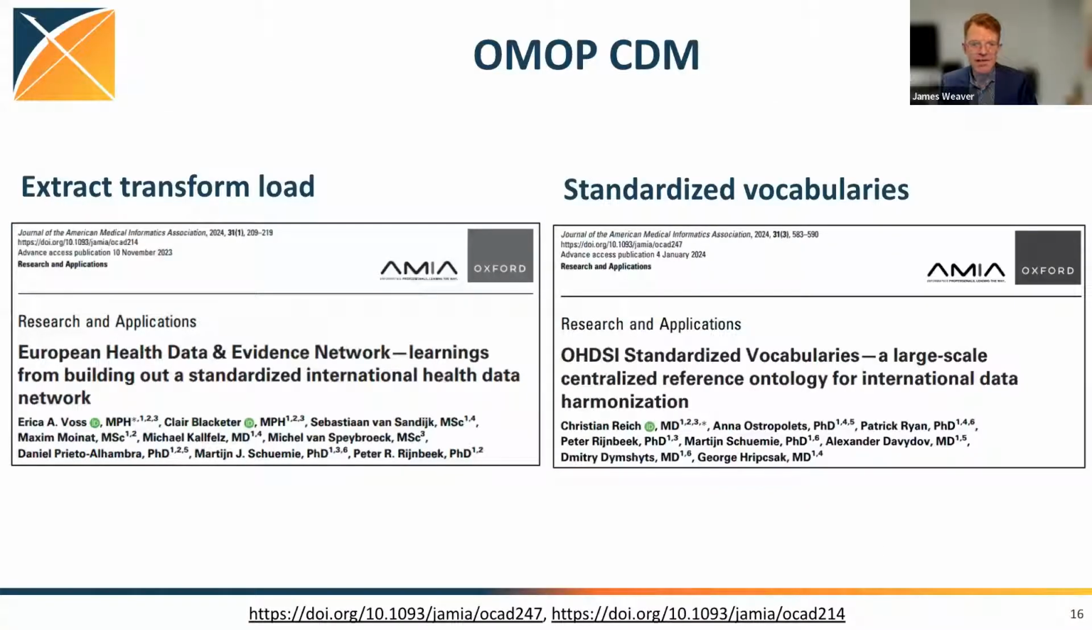Having said all that, a standard structure and a standard vocabulary are insufficient alone to conduct international network studies. A rigorous extract, transfer, load, or ETL process additionally needs 1, standardized conventions for how and which source data will be mapped, and 2, a standardized approach for data quality assessment to determine if the data are fit for use. The European Health Data and Evidence Network is a clear example of database heterogeneity that relies strongly on local data experts to drive the ETL process, indeed making the 187 CDMs in this network each a site-specific adaptive rule system.